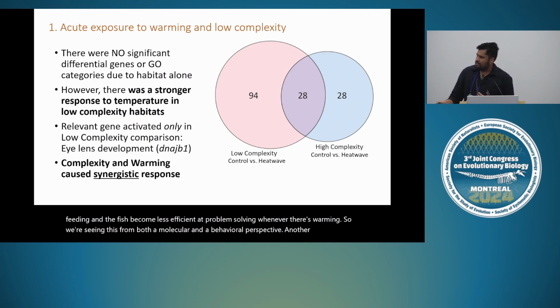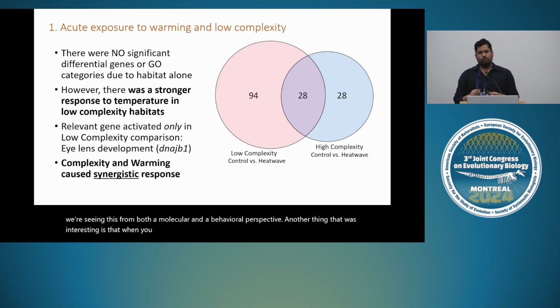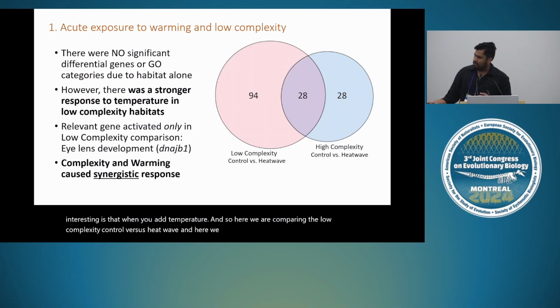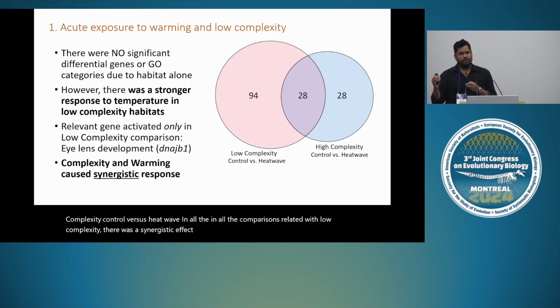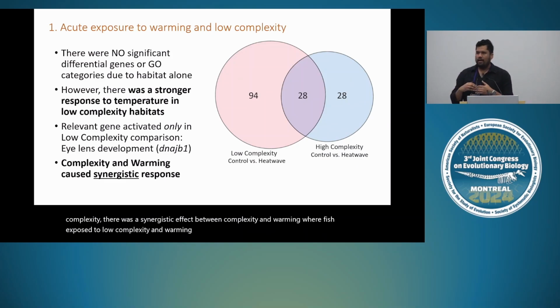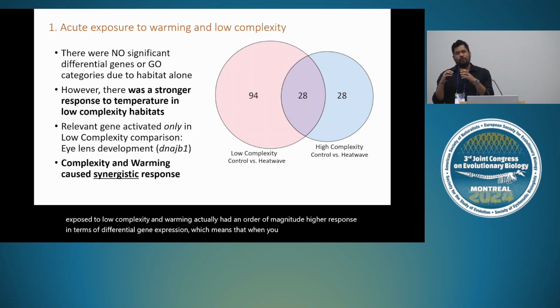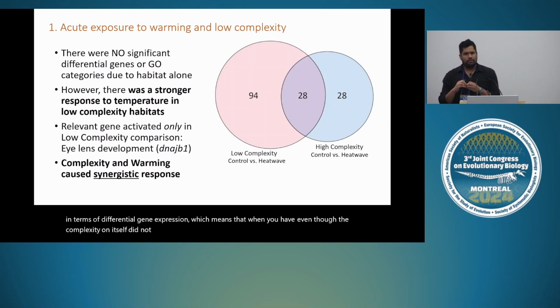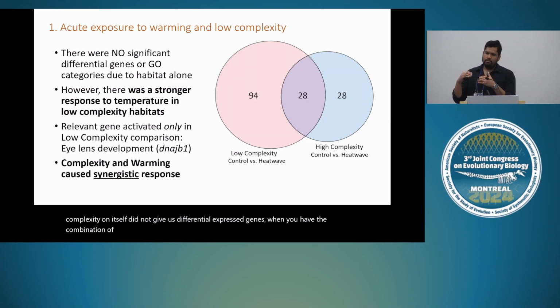Another thing that was interesting is that when you add temperature, and so here we are comparing low complexity control versus heat wave, and here we have high complexity control versus heat wave. In all the comparisons related with low complexity, there was a synergistic effect between complexity and warming, where fish exposed to low complexity and warming actually had an order of magnitude higher response in terms of differential gene expression, which means that even though the complexity on its own did not give us differentially expressed genes, when you have the combination of both, the response is actually magnified, which is a very interesting result.